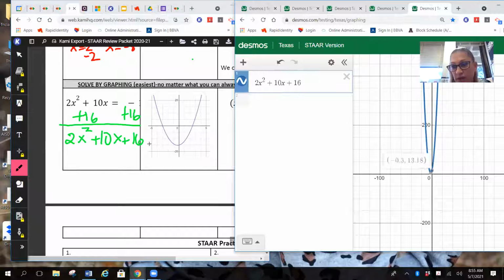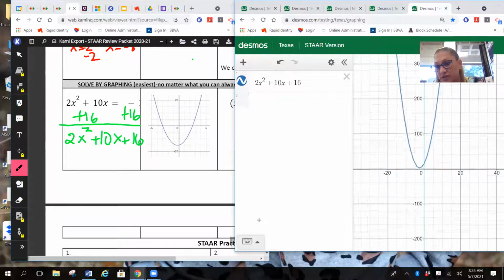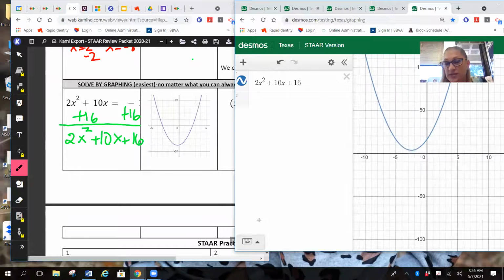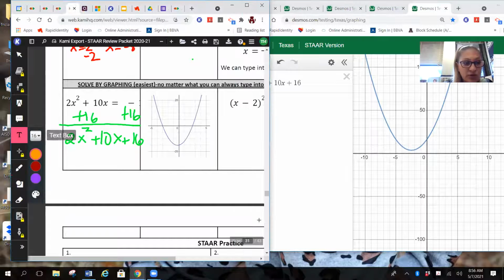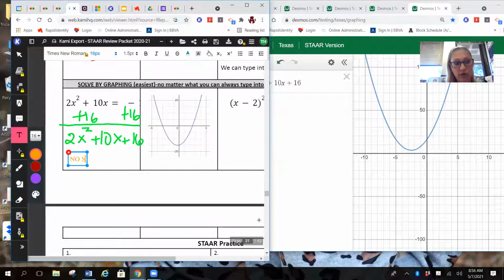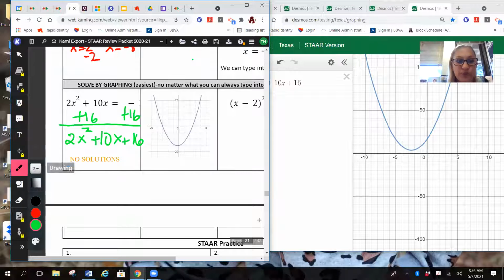And I'm going to zoom in because I need to find the x-intercepts. And you guys can see that it doesn't touch the x-axis, so you will conclude no solutions. Solve by graphing. That's the easiest. Type it in, look at the graph. If there's something there, touch it with your finger. If there's not, write no solution.